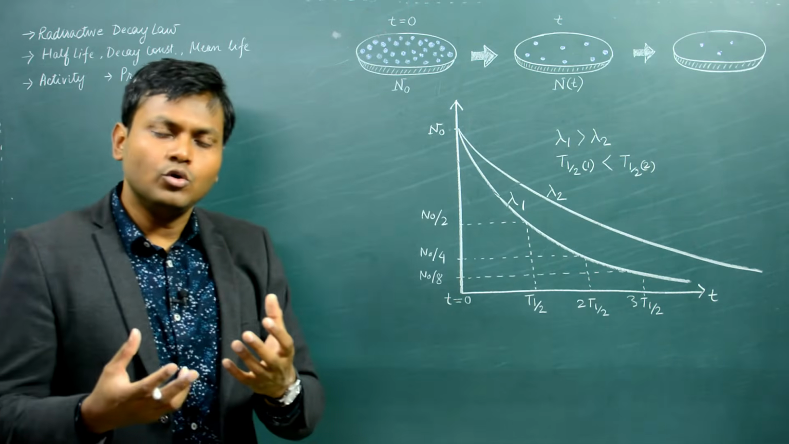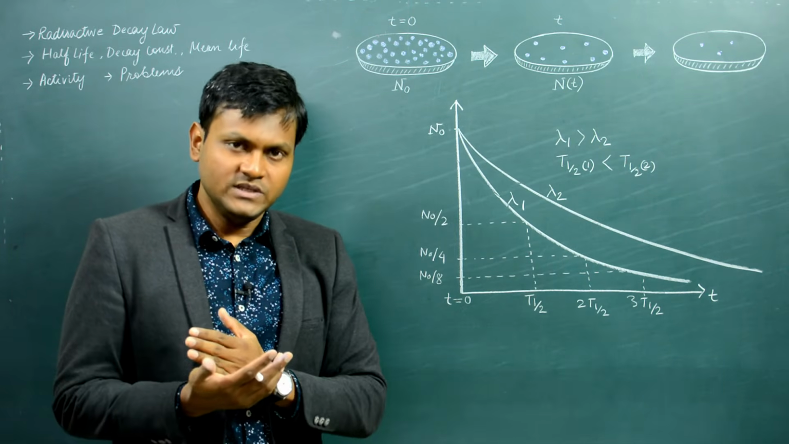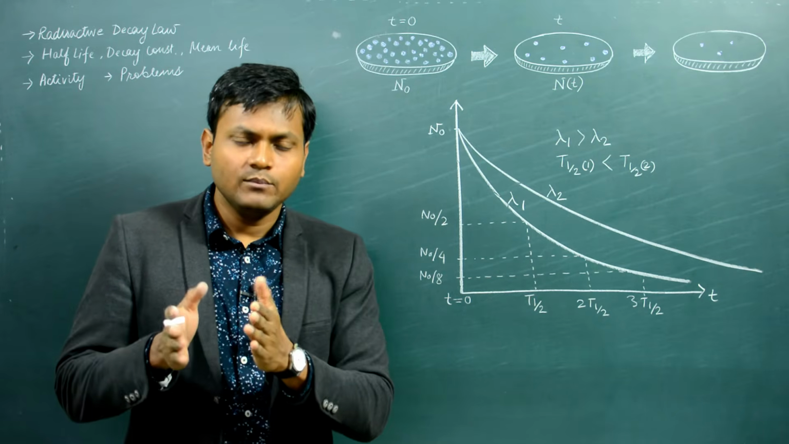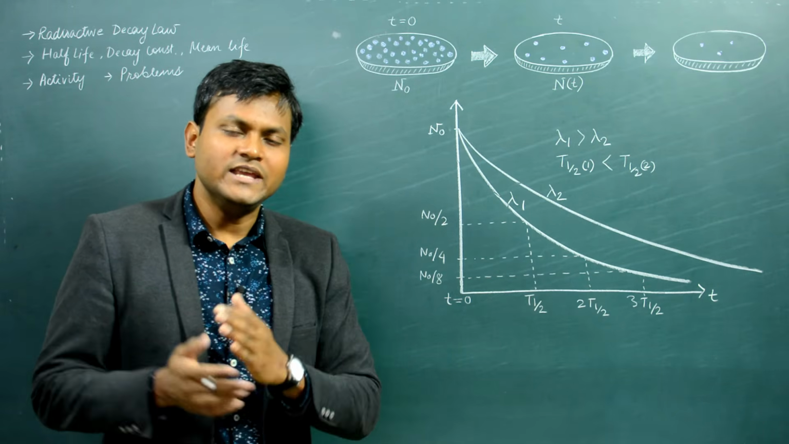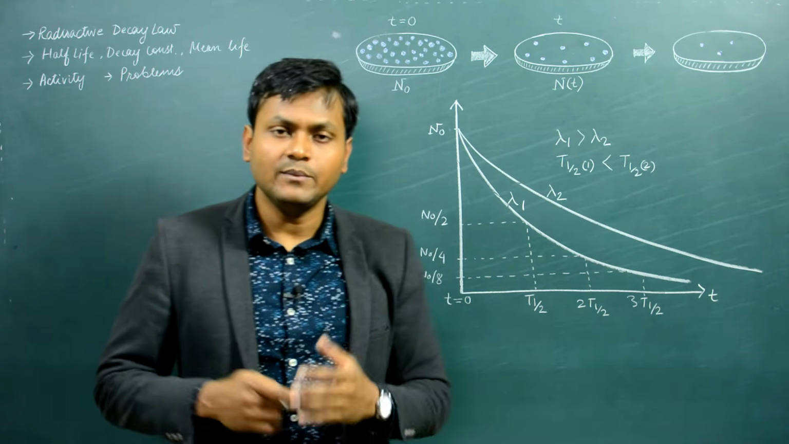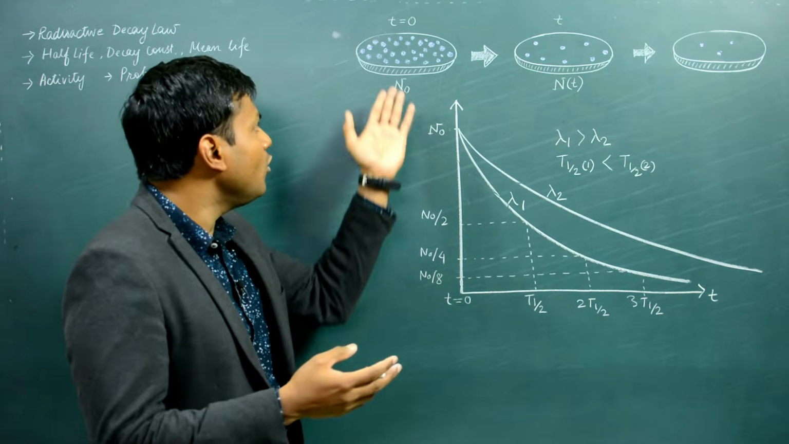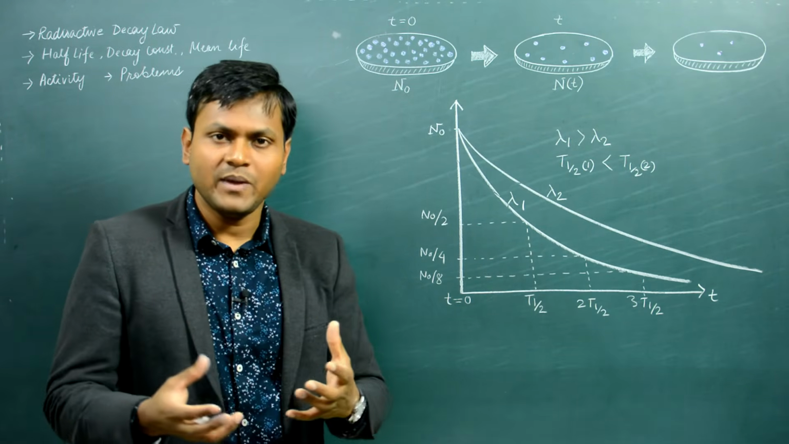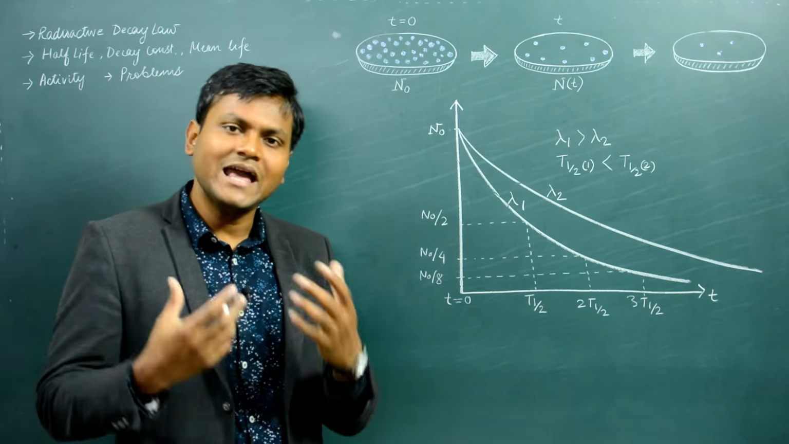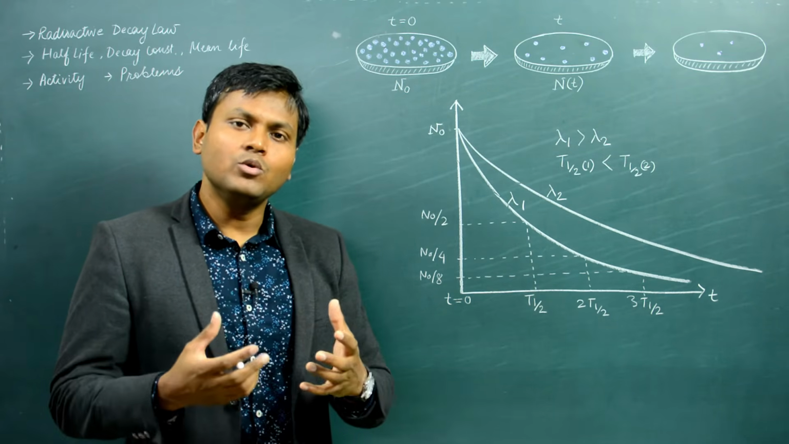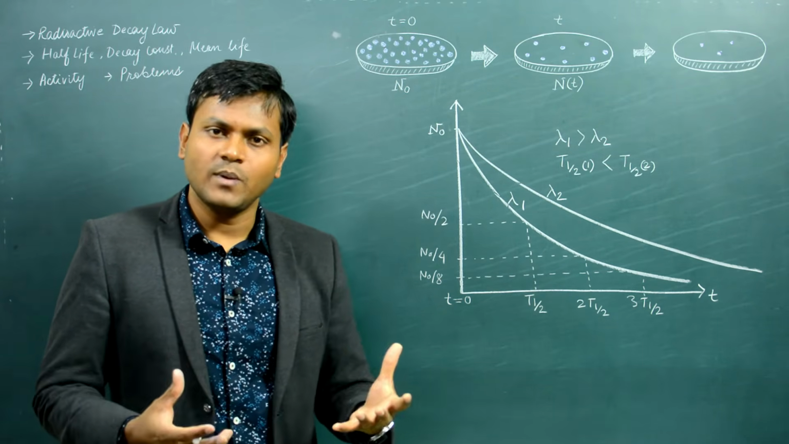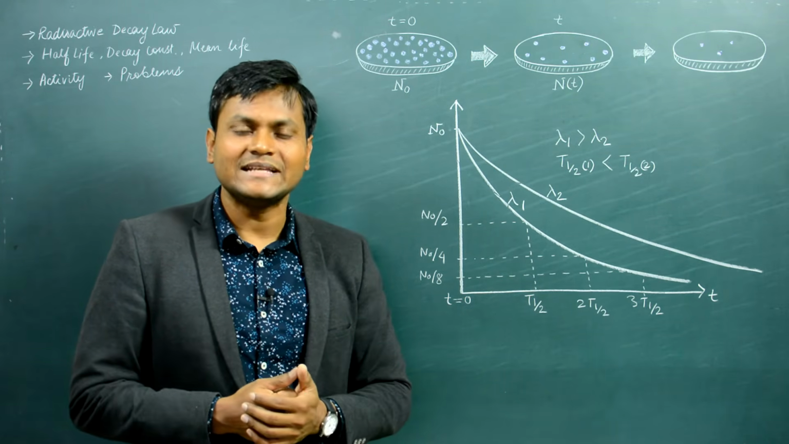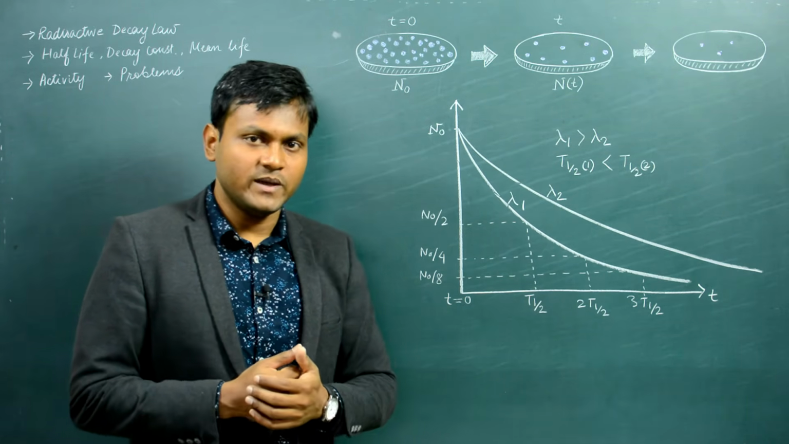So even though we are talking about the same nuclear species, some of these atoms will undergo decay in a very short time, and some of these atoms will undergo decay in a very long period of time. That means the lifespan of all of these atoms is not the same. So what is the average lifespan of all of these atoms? We can calculate the average lifespan by looking at the total lifespan of all of these particles divided by the total number of particles present. So this quantity is known as mean life or average lifespan.